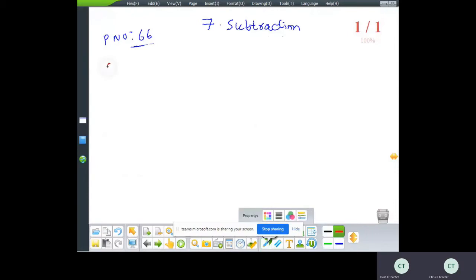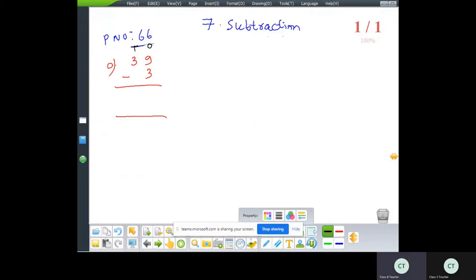Yes, last question, O. 39 minus 3. 39 minus 3 means 3 is subtracting from 39. Now write the place values 1 and 10.